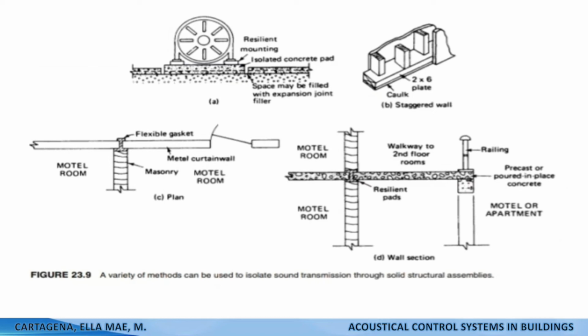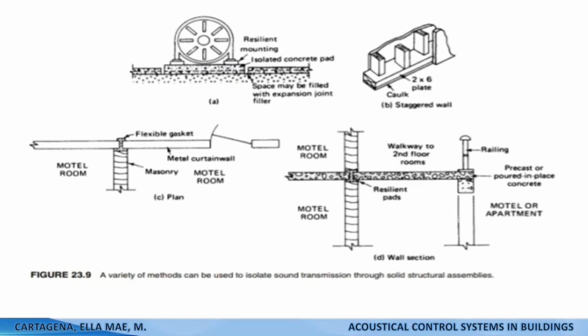Walls. In figure 23.9, a variety of methods can be used to isolate sound transmission through solid structural assemblies. Walls may be isolated from the structure by mounting the finished materials on resilient channels. The ceiling and walls in the surrounding space may also be mounted on resilient channels. Carpeting with a thick pad below is one of the best absorptive materials in terms of reducing impact noise.